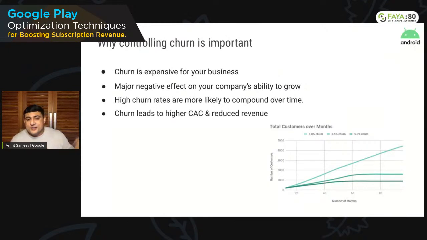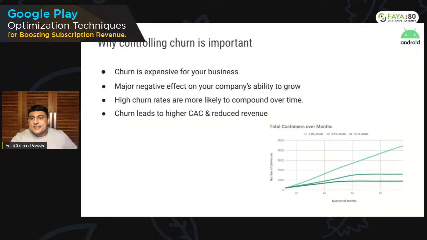Acquiring a churned user back is much more expensive than getting the user in the first place. So you got X number of users, and if a good number of them leave the system after some time, then getting them back again or getting new users is also customer acquisition cost, right? So it actually increases your customer acquisition cost, and thereby reduces your revenue.